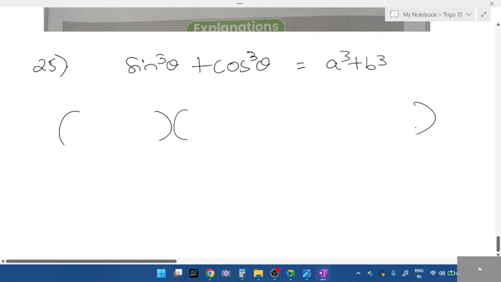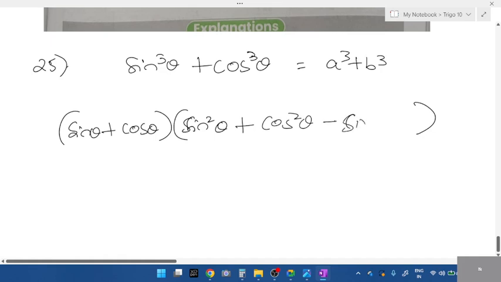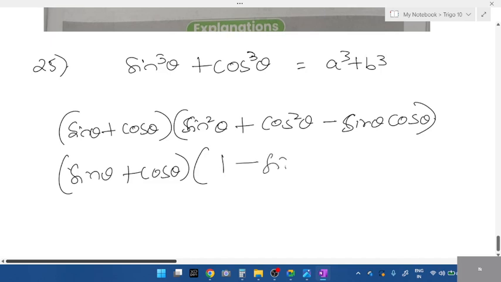Yes, minus ab. What is a plus b? Sine theta plus cos theta. Then sine square theta, a square plus b square. What is b square, students? Minus a, yes, sine theta into cos theta. Is this the answer, or can we further simplify this? Simplify. What is sine square theta plus cos square theta? Yes, 1 minus sine theta cos theta.